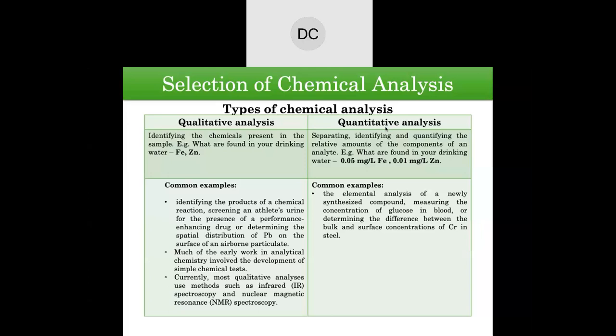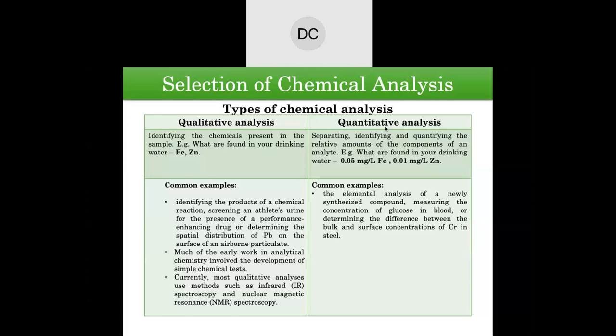And you need to measure the concentration of glucose in blood. Ini orang selalu panggil penyakit tu tadi, Astaghfirullahaladzim, kencing manis kan. Okay, kencing manis dia nak tahu glucose in blood. So kena tahu concentration glucose, tinggi rendah macam tu kan. Or determine the difference between the bulk and surface concentration of Cr in steel. Okay, dalam steel kan kita campurkan krom juga kan, chromium kan. So kita tahu kalau bulk dia macam mana, surface concentration dia macam mana. So that is the quantitative analysis.